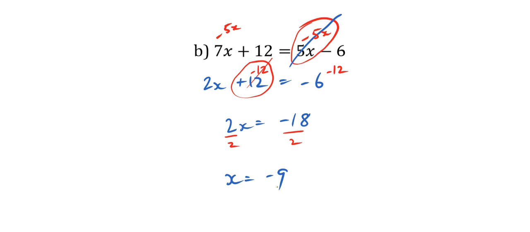So if I put 3 in for x, 7 times 3 is 21, 5 times 3 is 15. They're not going to be balanced. 21 plus 12 is not the same as 15 minus 6, right? You can see that. If I put 10 in, it's not balanced. If I put 0 in, it's not balanced. If I put -9 in, it is balanced. You get the same answer on both sides. That's what it means.